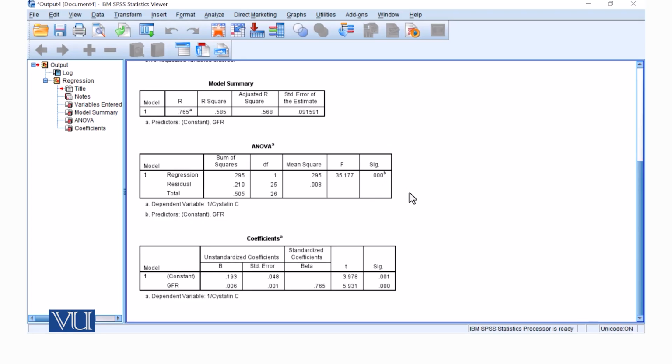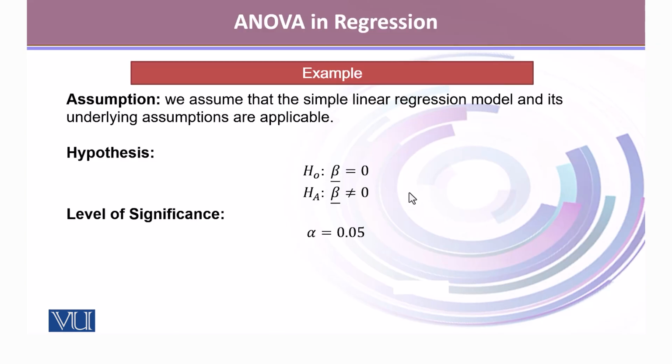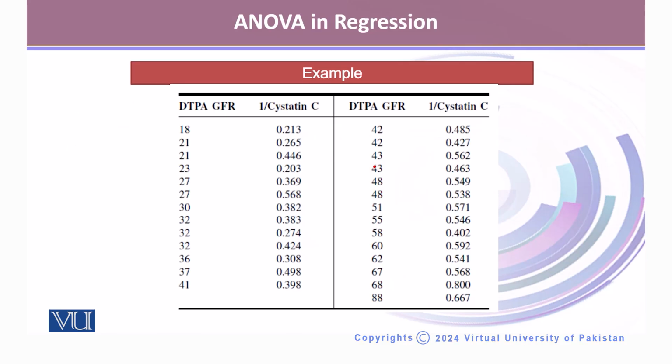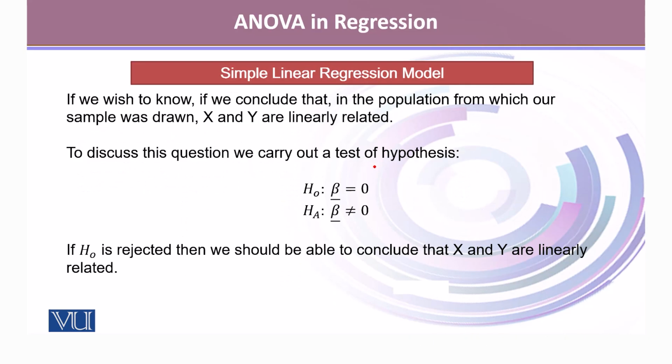We can use this p-value to make our decision: since this p-value is less than alpha, which is 0.05, we may reject the null hypothesis beta equals 0. And we say that the alternative hypothesis is true. And when we say the alternative hypothesis is true, we can confidently say that x and y are linearly related.